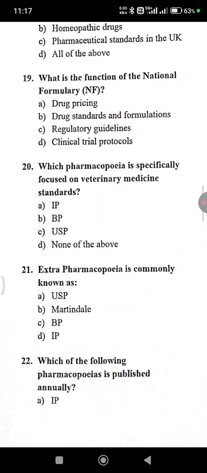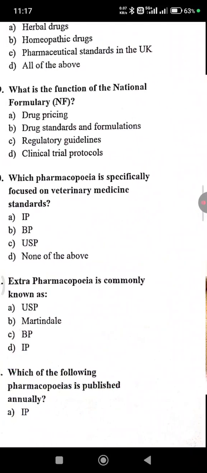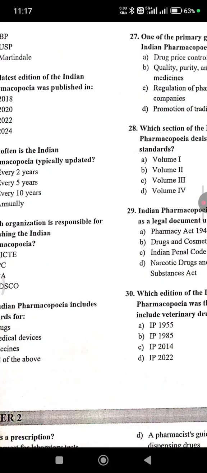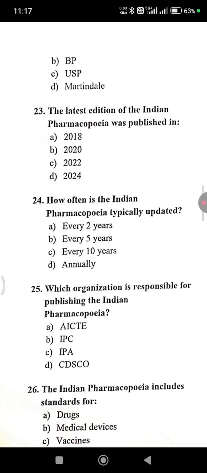Let's go to question number 22. Which of the following pharmacopoeias is published annually? Option A, IP; option B, British Pharmacopoeia; and option C, USP. The right answer of this question is USP, United States Pharmacopoeia.